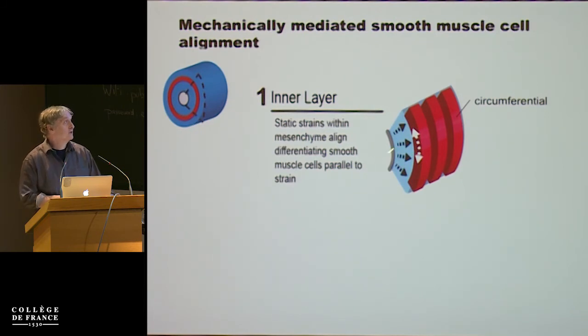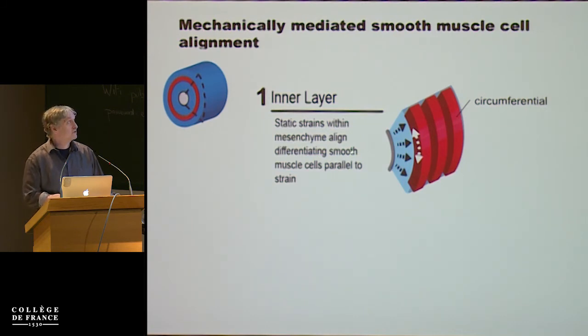The first orientation is that you have the cells in here proliferating, putting a strain on the cells on the outside of them, and in response to that strain, the cells align parallel to the stretch. And that gives you the circumferential muscle layer.